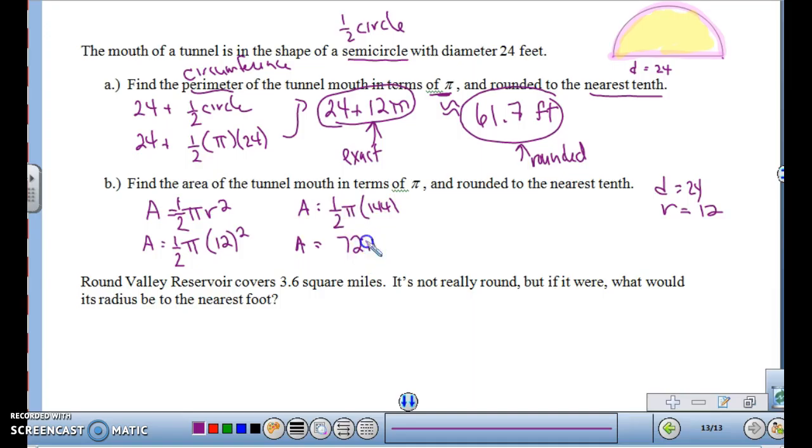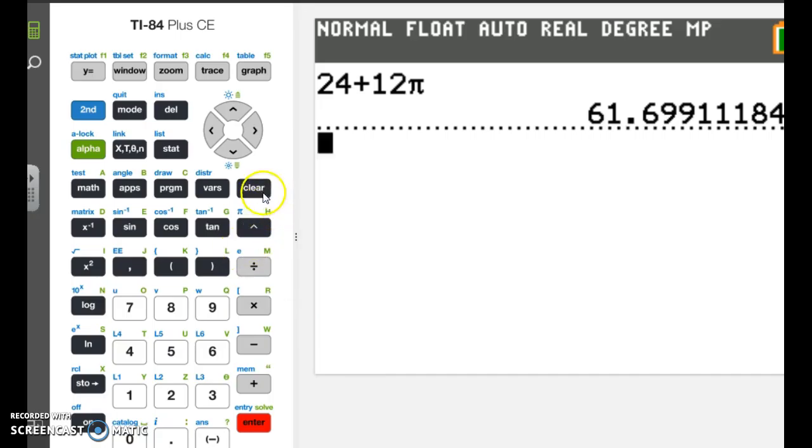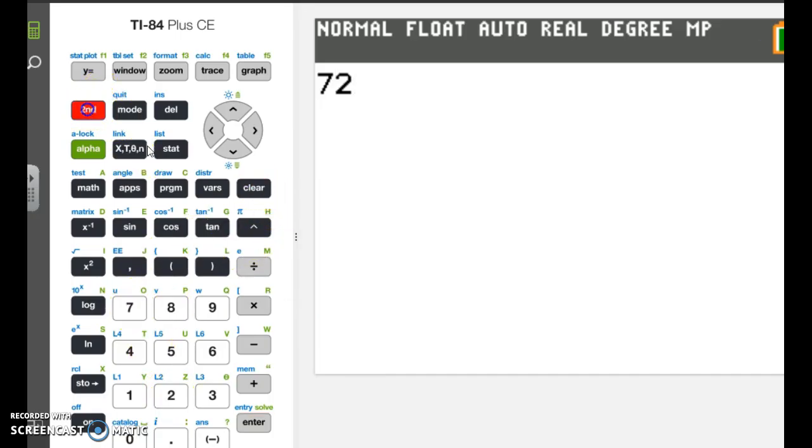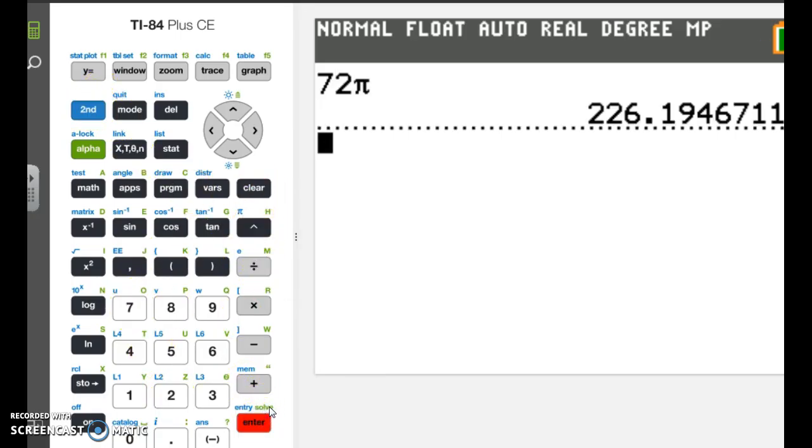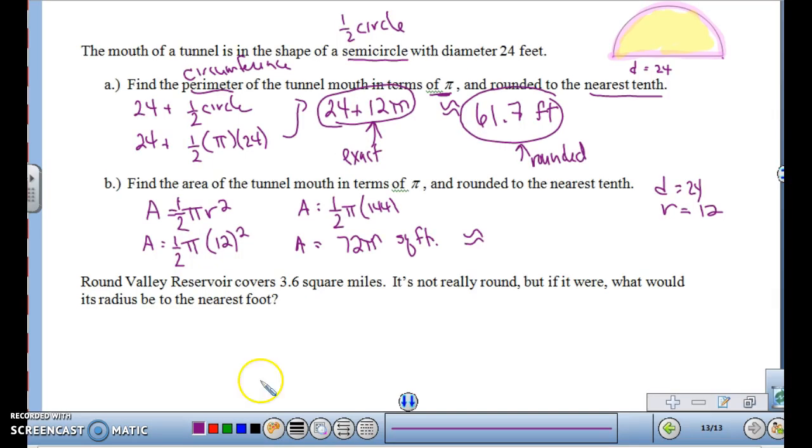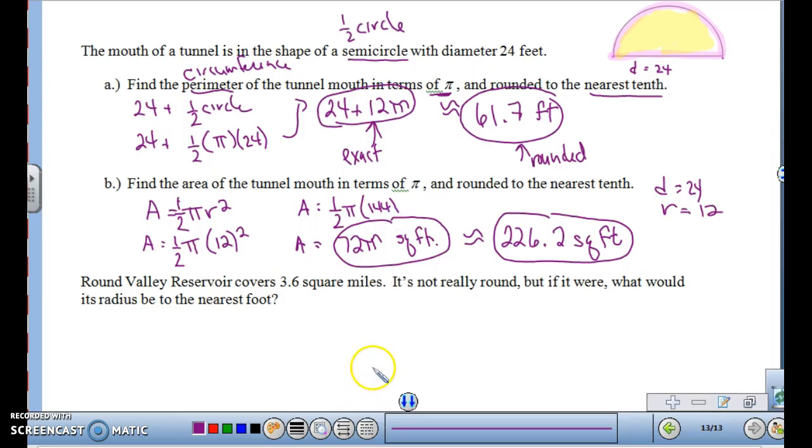So exactly 72 pi square feet, because units squared, which is approximately, you put 72 pi in your calculator, and it comes out to be 226.2 when we round it to the nearest tenth, square feet. So that is the rounded, and this is the exact in terms of pi. Okay, so you should be able to interpret both of them.